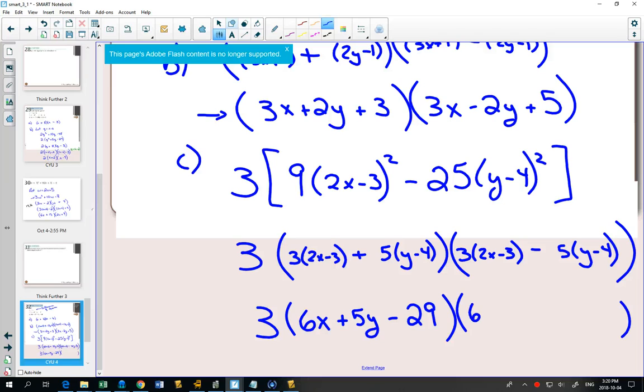In the second one, we're going to get 6x. We're going to get minus 5y. Here I'm going to get minus 9. Here I'm going to get plus 20, plus 11.